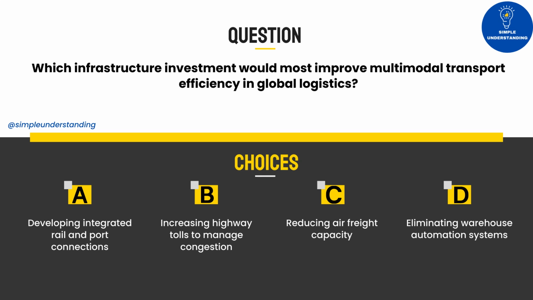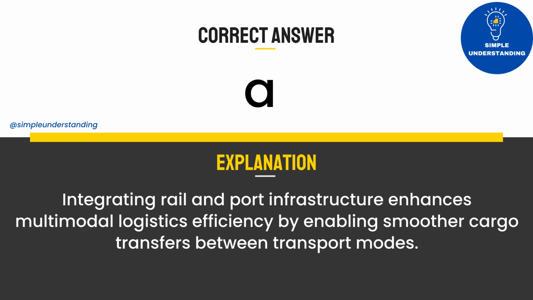3. Which infrastructure investment would most improve multimodal transport efficiency in global logistics? A. Developing integrated rail and port connections. B. Increasing highway tolls to manage congestion. C. Reducing air freight capacity. D. Eliminating warehouse automation systems. Correct answer: A. Developing integrated rail and port connections. Explanation: integrating rail and port infrastructure enhances multimodal logistics efficiency by enabling smoother cargo transfers between transport modes.